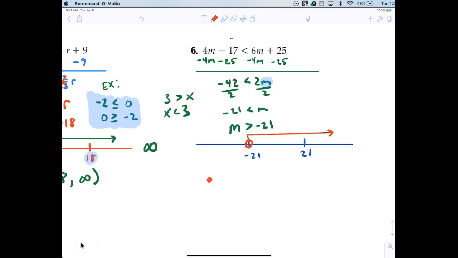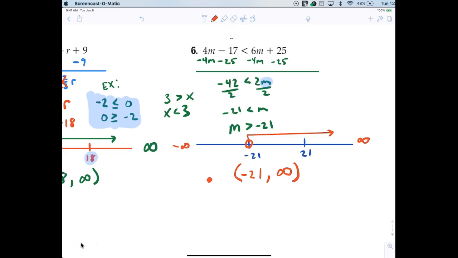And that's your answer. All right? Now, where am I starting? Remember, you always read numbers from left to right. Where am I starting? That's right. I'm starting at negative 21. But do I include negative 21? No. So it's a parenthesis, comma, going to where? Infinity. That's the interval notation.